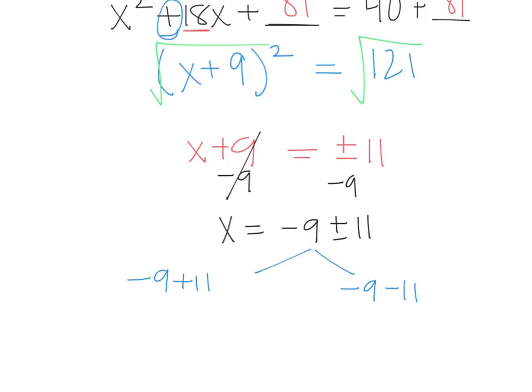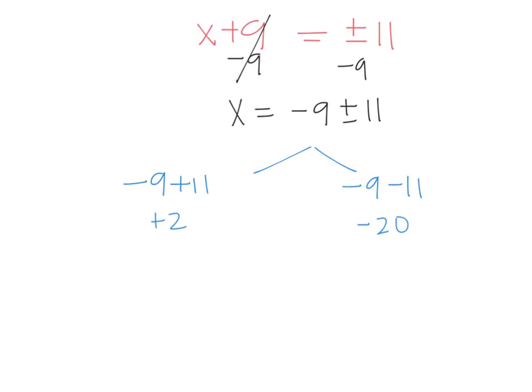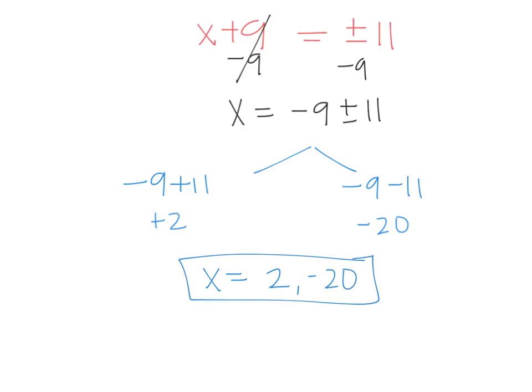All right, so negative 9 plus 11 is going to be positive 2. Negative 9 minus 11 is negative 20. So my two solutions for this, when all is said and done, would be x equals 2 or negative 20. Sorry, 2 and negative 20. They're both solutions for this.